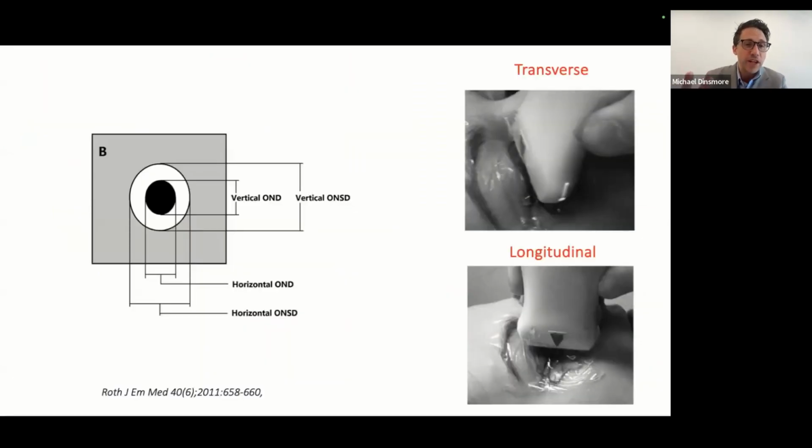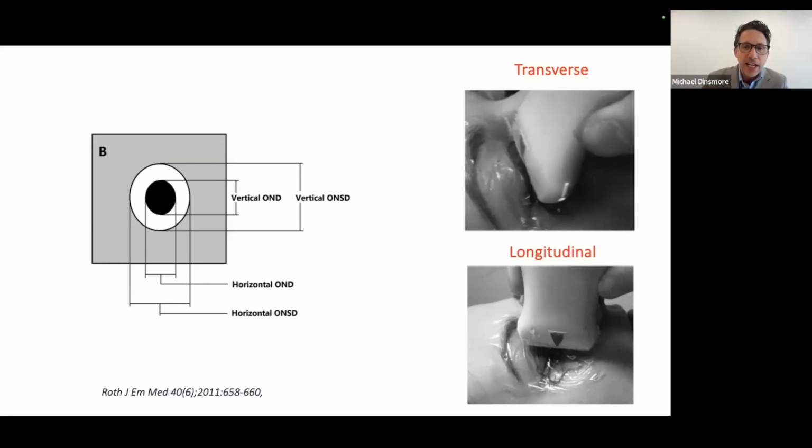There's 2 ways to measure this. Okay, there's the transverse and there's the sagittal or longitudinal way. If you looked at some of the early evidence, they would recommend doing both of these, the transverse and the sagittal, because the eyeball and the optic nerve sheath diameter aren't quite a perfect circle. They're more elliptical. Okay, so you might get slightly different measurements.